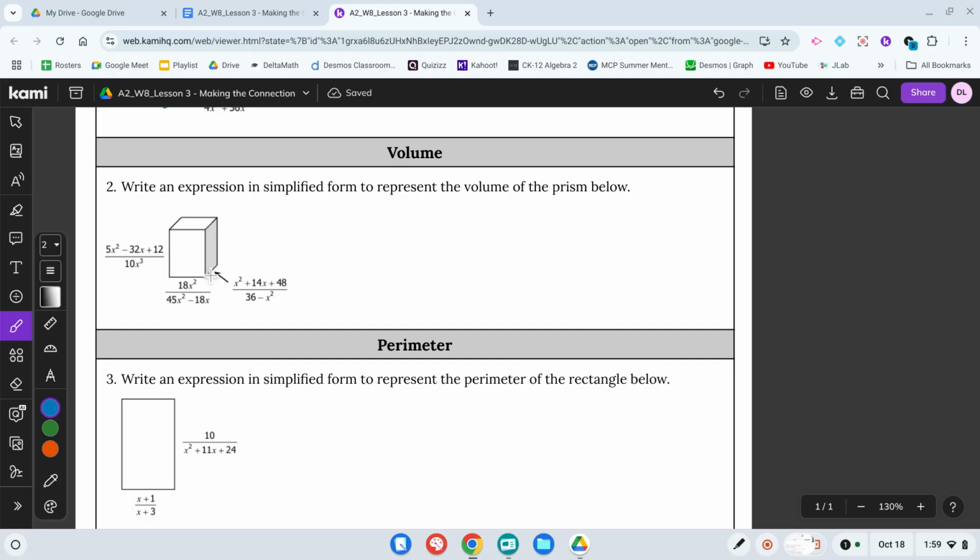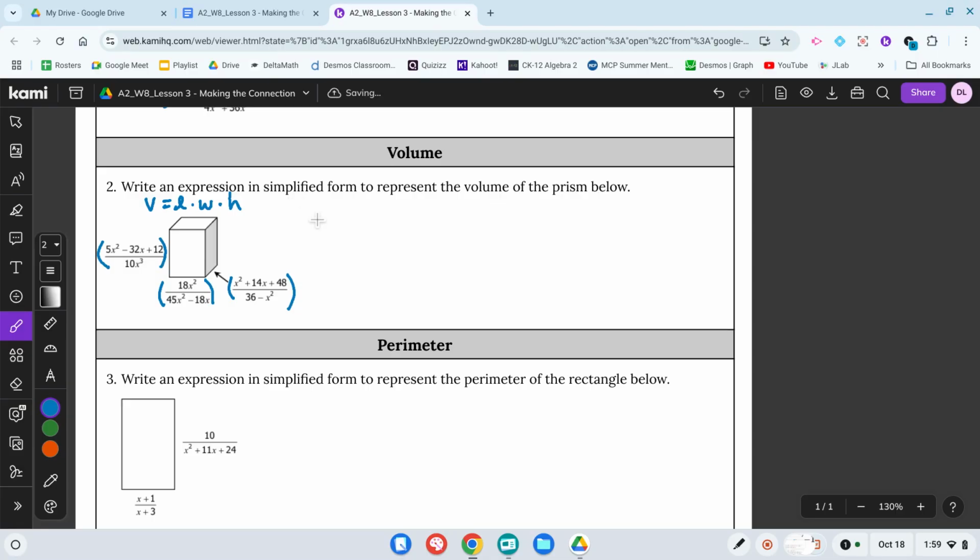For this one, we need the volume of a prism. So volume is length times width times height. And again, it doesn't matter when we're multiplying. So we can go ahead and just multiply all three of these. And again, I'm going to go ahead and factor my trinomials as I go just to save myself some space. Okay, so we'll do this first one.